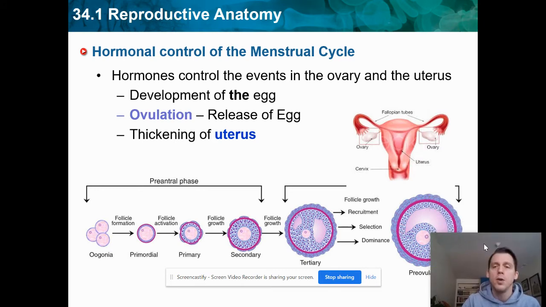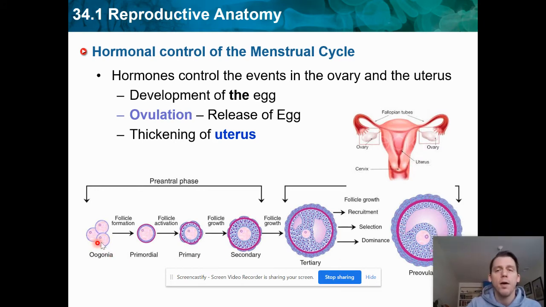So here we have a picture of the egg developing. Notice the cells around the egg, which is the little pink thing in the middle. The cells around the egg are growing and preparing it for ovulation and fertilization.